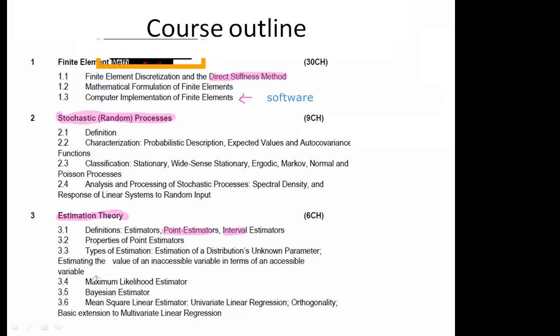And then after that, we shall look at methods that we use to estimate parameters. I'll look at specifically two, the method of maximum likelihood, and then also the Bayesian estimator. And then we shall end that part with mean square linear estimators, and so on. So basically, this is the course outline.